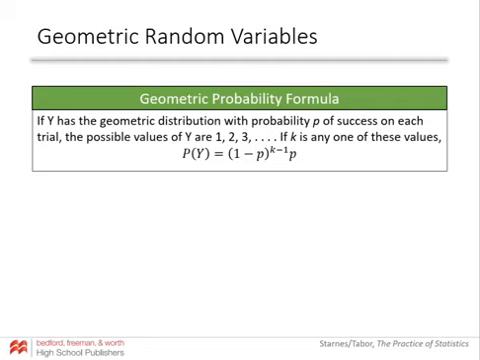So here is our formula for geometric probabilities. All right, so the probability that it takes k trials to get a success is equal to 1 minus p, where p is the probability of success, raised to the k minus 1 power, and k is the number of trials. All right, and then that is multiplied by p. So let's look at an example.